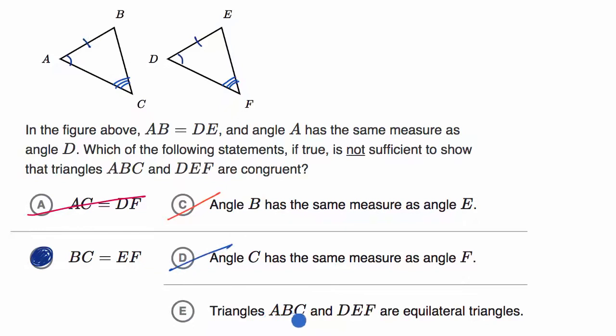Triangles ABC and DEF are equilateral triangles. Well, that also would be sufficient for showing congruence. Why is that? Because if they're equilateral triangles, then all of those sides have the same length. That side and that side all have the same length. And so if all of the sides of the triangles are the same length, then you are going to be congruent. So since that is sufficient to show congruency, we'd rule that out.